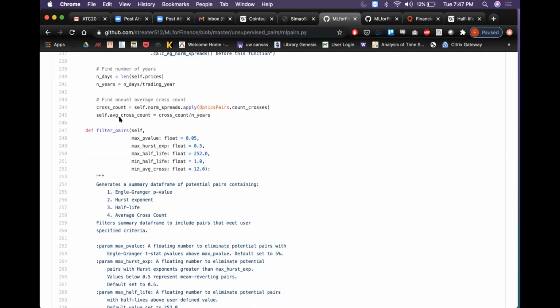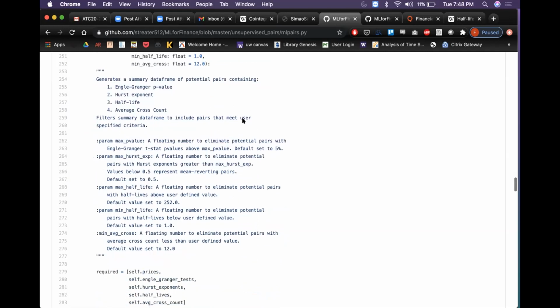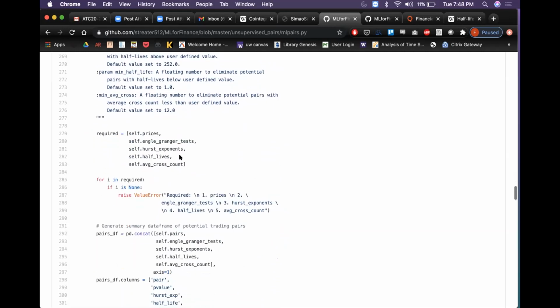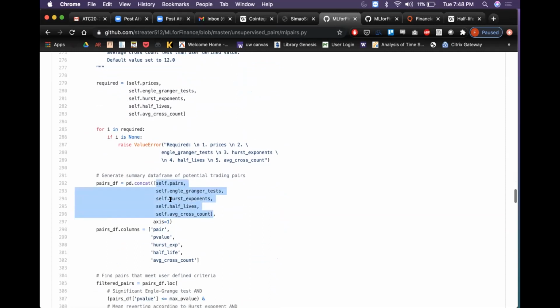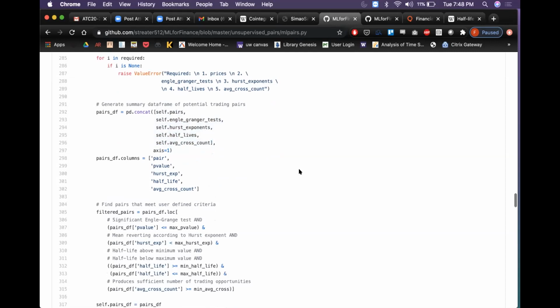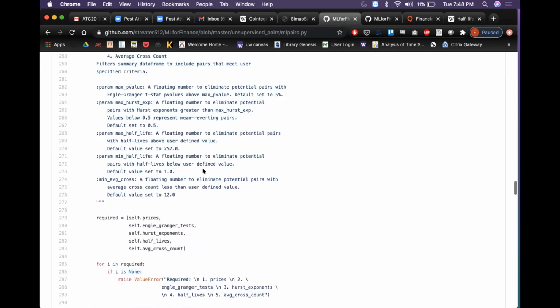And then from here, this is just a function to filter all of the summary statistics that we've calculated before. So here we create a data frame of each of those series that we calculated above. So we create a data frame that'll have all of the pairs with each of the columns being a separate statistic. And then from there, we just filter each of the pairs given the user input criteria.